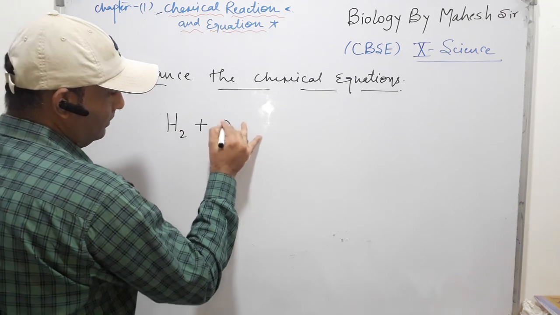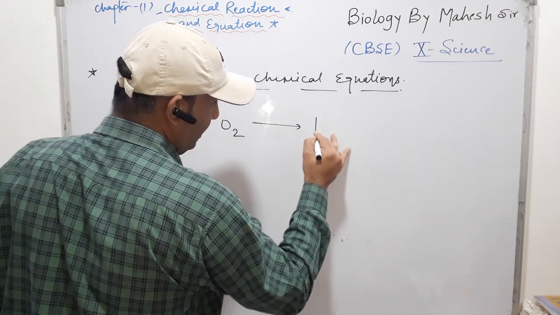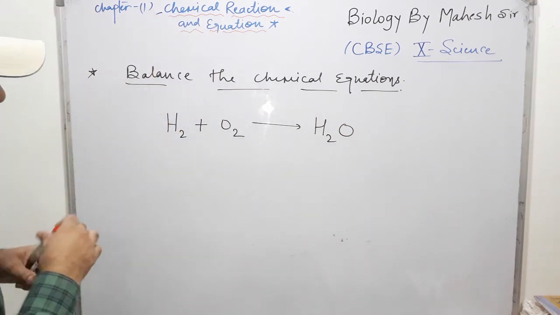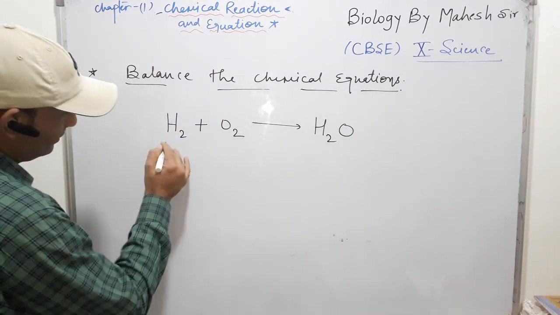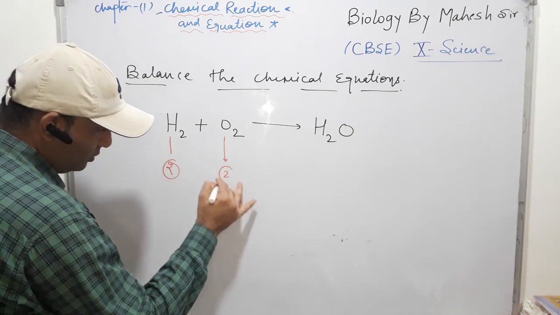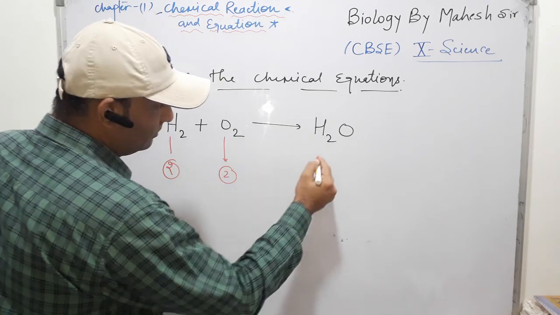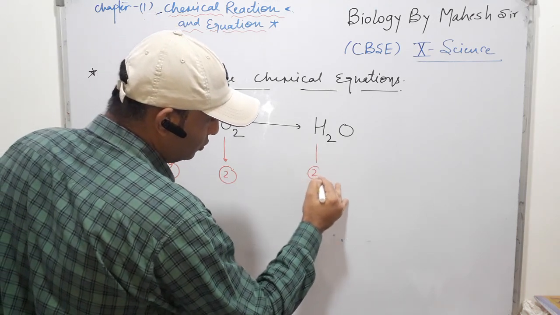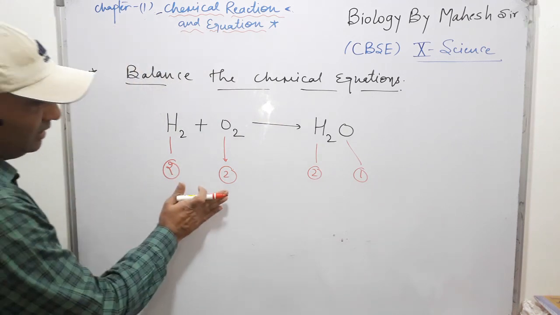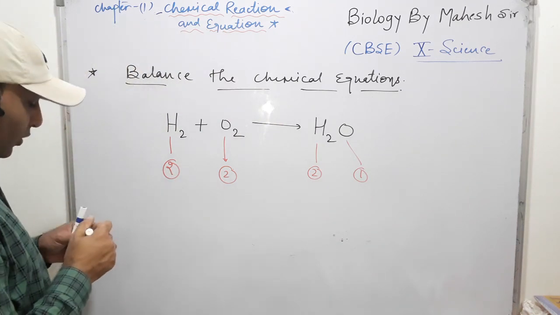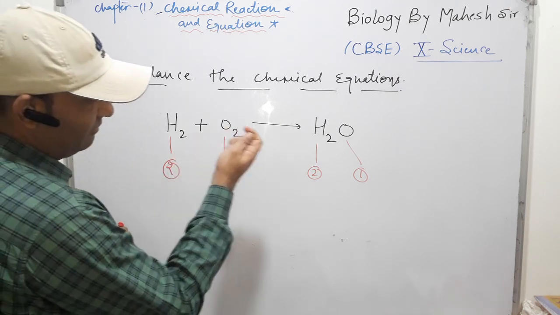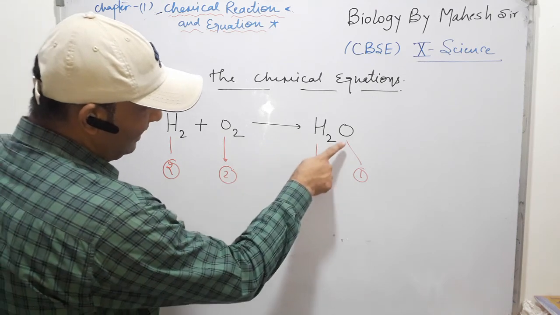H2 plus O2 produces H2O. Here we can say hydrogen has 2 atoms and oxygen has 2 atoms on the left. On the right, hydrogen has 2 atoms and oxygen has 1 atom. So here there is an imbalance in the oxygen. For balancing this equation, we go one element at a time. So first we balance the oxygen.